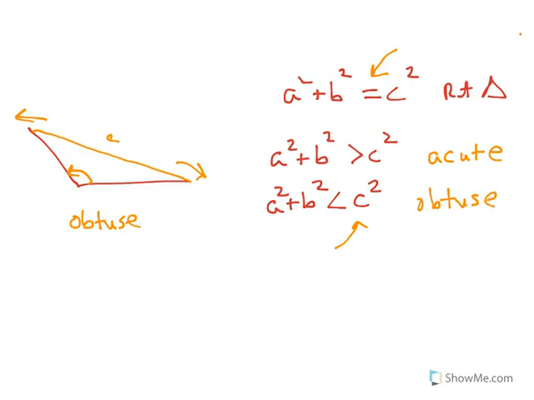So if you're not sure if you have a right angle, you can test it with the Pythagorean theorem. If a squared plus b squared is exactly equal to c squared, then it's exactly a right angle. If your hypotenuse is too small, too short, then it must be acute. And if your hypotenuse is too big, if you have too much hypotenuse for it to be a right angle, then it must be stretched out and it must be obtuse.